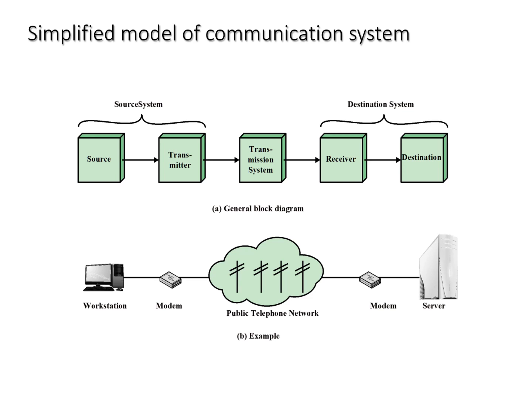The receiver accepts the signal from the transmission system and converts it into a form that can be handled by the destination device, like how a modem accepts an analog signal coming from a network and converts it into a digital bit stream. Finally, the destination takes the incoming data from the receiver.